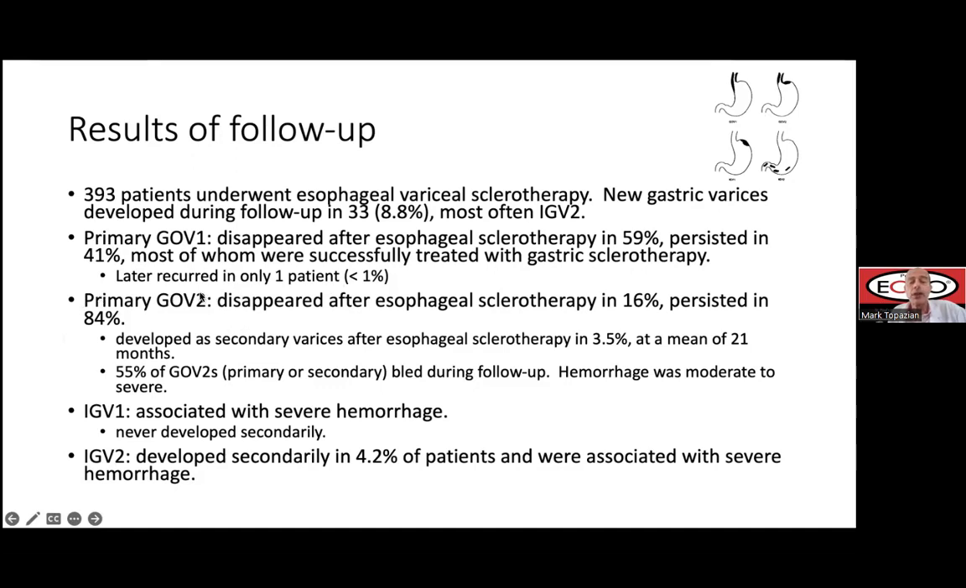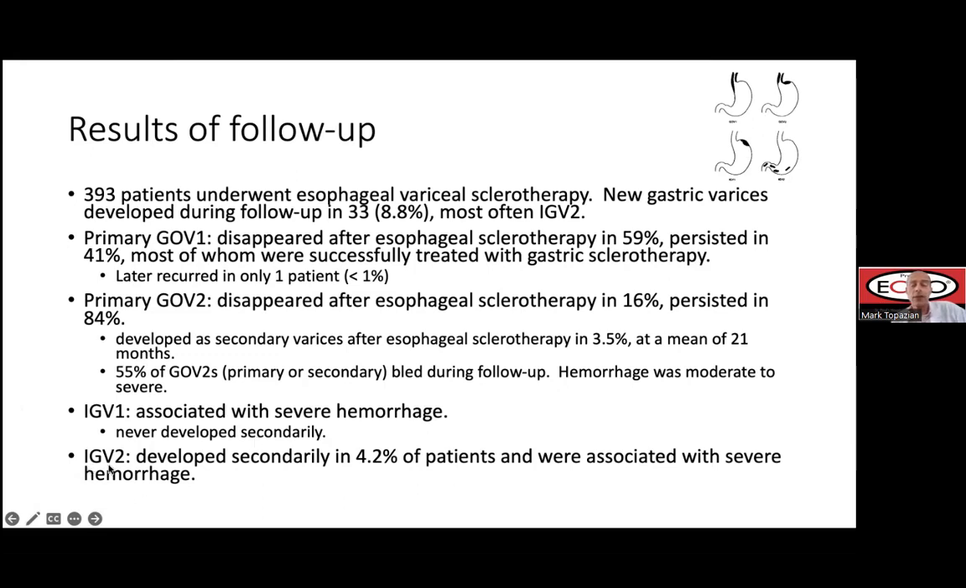What if there's primary GOV2, the fundal varices? Those disappeared after esophageal sclerotherapy in only 16%. They persisted in the majority. And they developed secondarily during follow-up in 3.5% of patients who, to start with, didn't have them. And it was usually out at 21 months. And 55% of GOV2s bled during follow-up. Hemorrhage was moderate to severe. IgV1, which is again a fundal varix, was associated with severe hemorrhage and never developed secondarily during follow-up.